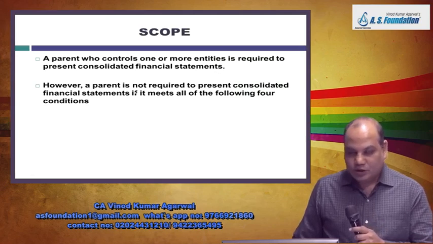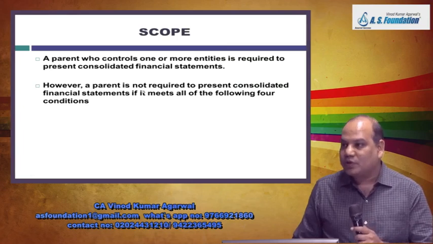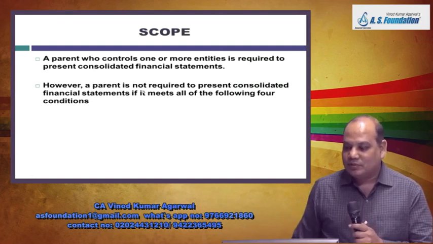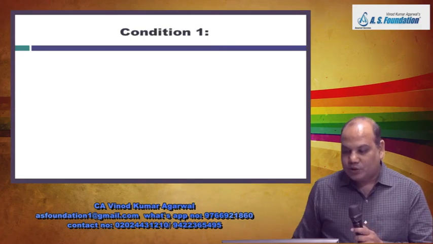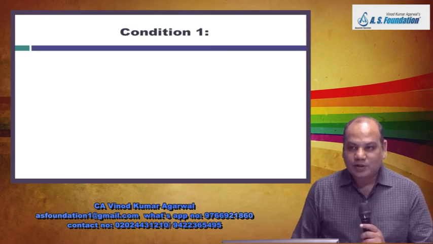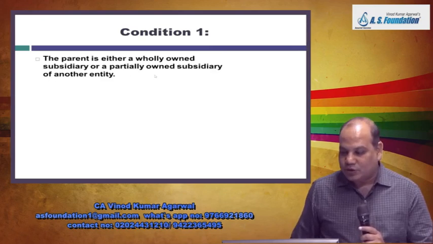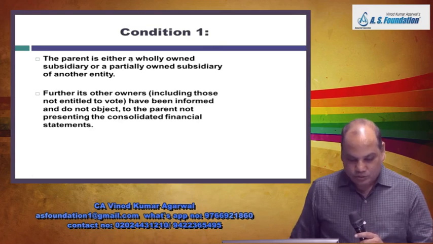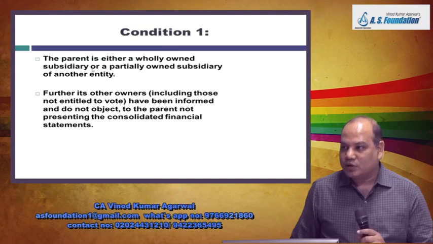However, there is a scope exemption. In some situations, you may be a parent, you may have a subsidiary, but you are not required to prepare CFS, subject to you meeting the following 4 conditions. All 4 conditions are compulsory. If any of them is not satisfied, then you have to again prepare the CFS, right? So, should we remember this? Yes. For a theory question, maybe you have to answer this question: under what conditions is a subsidiary not required to be consolidated?